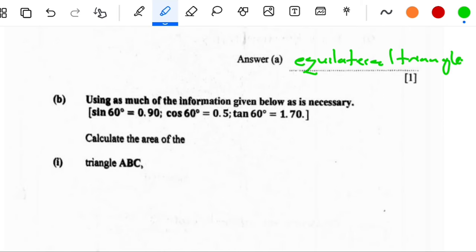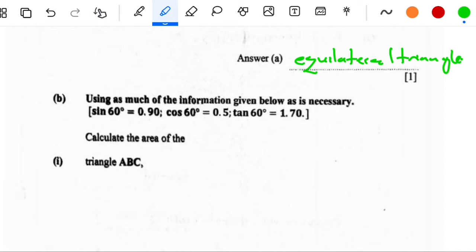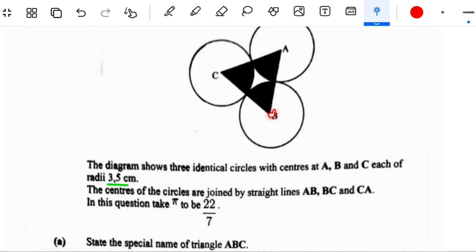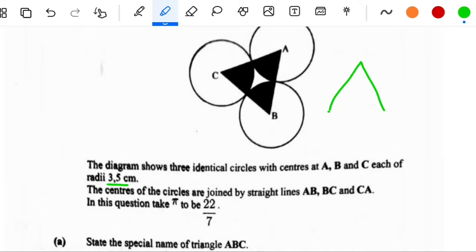Okay. Then B, using as much of the information given below as necessary, calculate the area of triangle ABC. Okay, so I'm told here that the radius of these circles is 3.5. So which means from here to here is 3.5. Then moving to A there is now 3.5 times 2, which is 7. So this is an equilateral triangle of sides 7. So 7, 7, 7. And we know that the angles for this type of triangle is 60, 60, and 60.